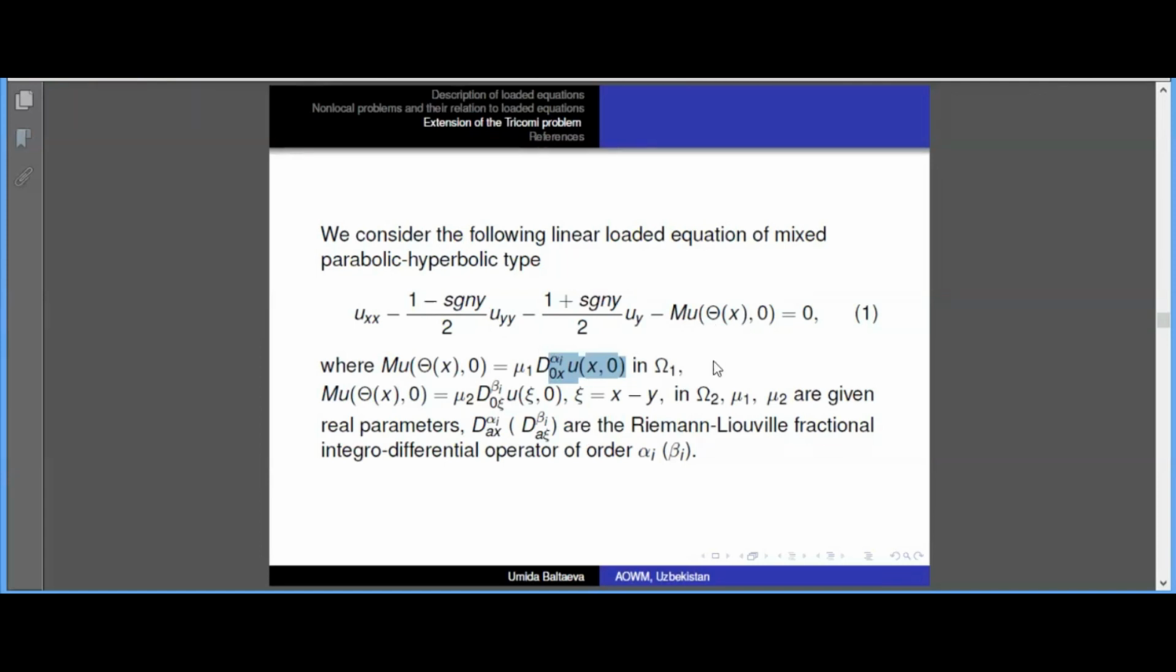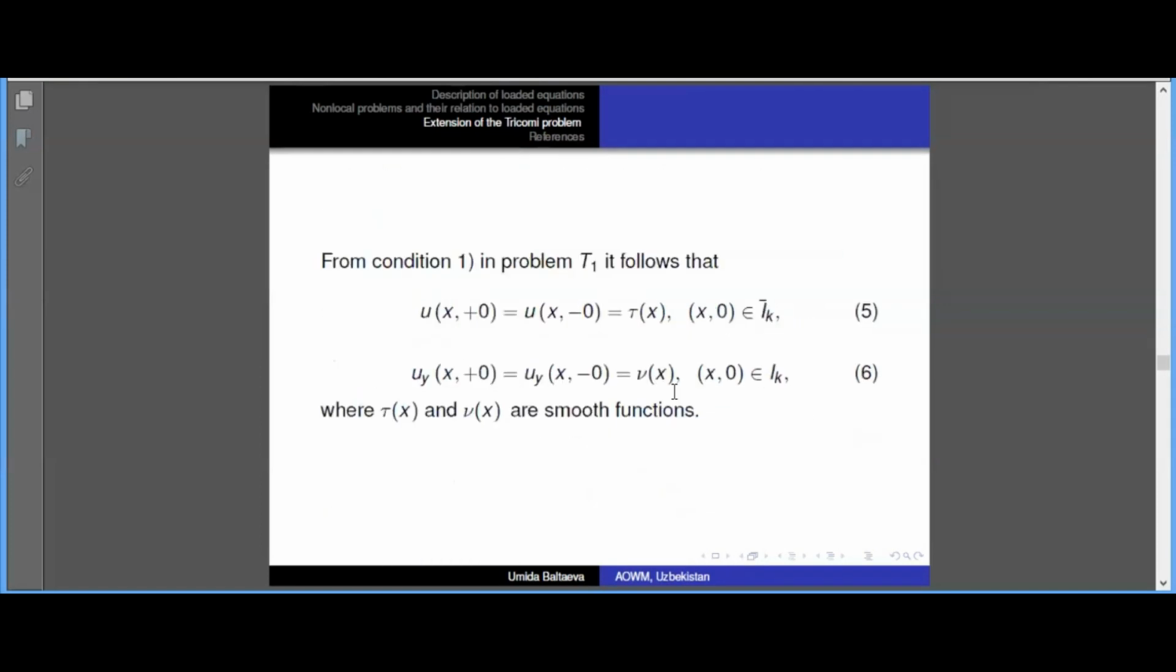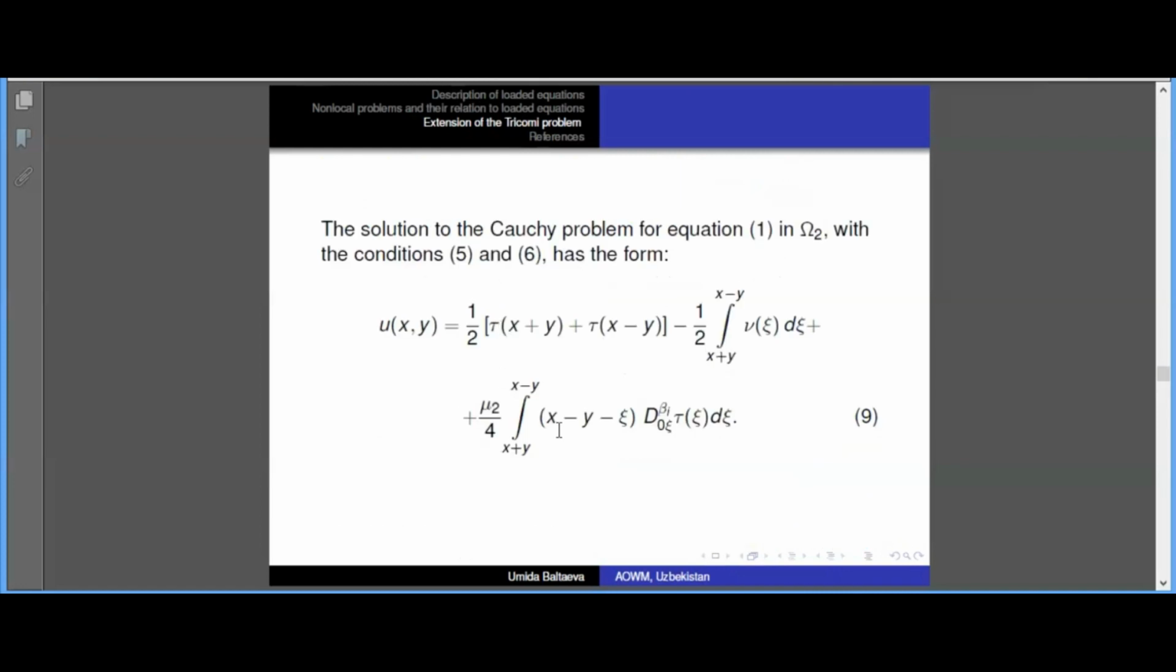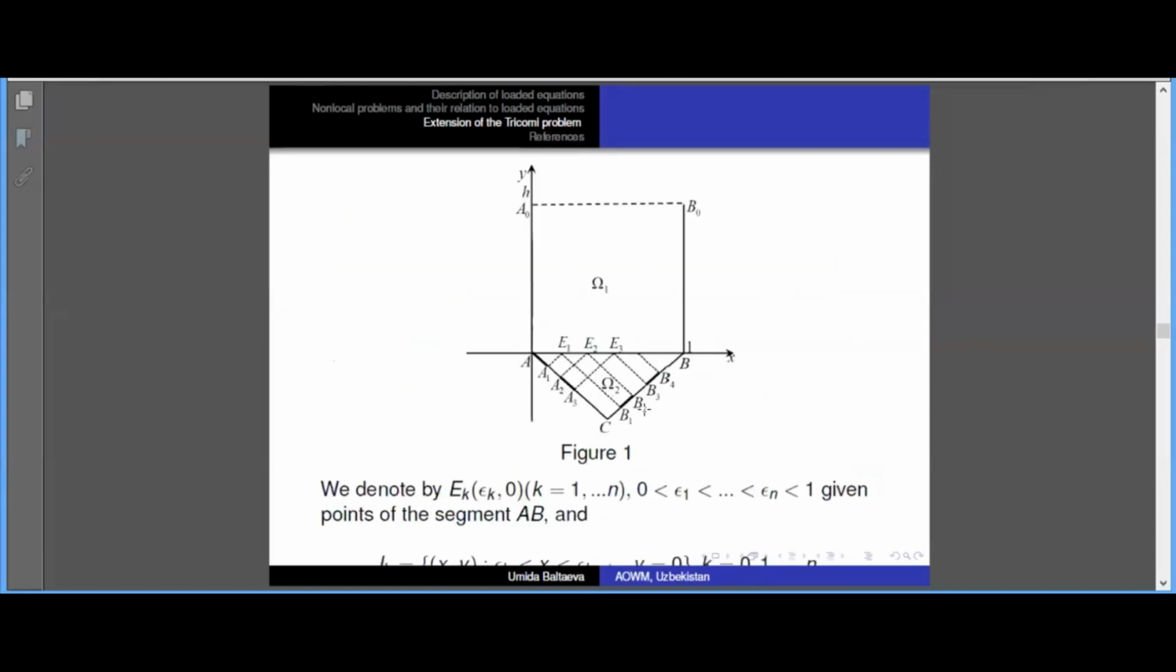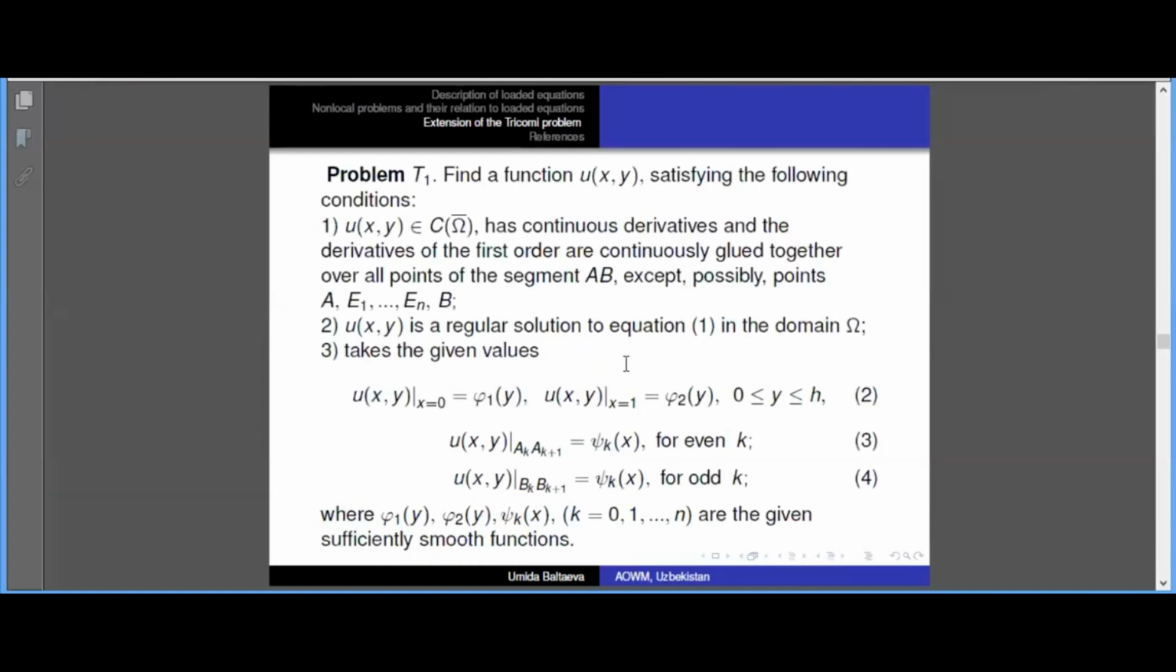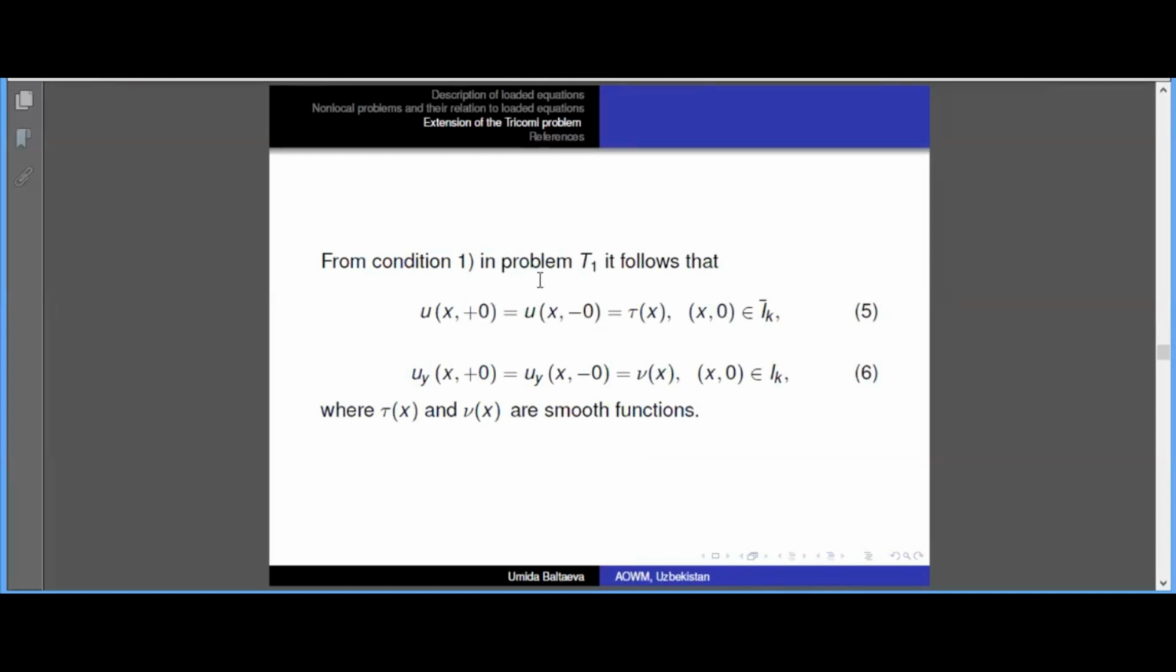What we are doing is writing the solution of the Cauchy problem for the hyperbolic part in this form. What about tau and nu? From the first condition, we know that u(x, -0) and u(x, +0) are equal, since u is continuous in the whole domain omega. That is why the continuity condition must be glued at each point, so u(x, +0) and u(x, -0) are equal.